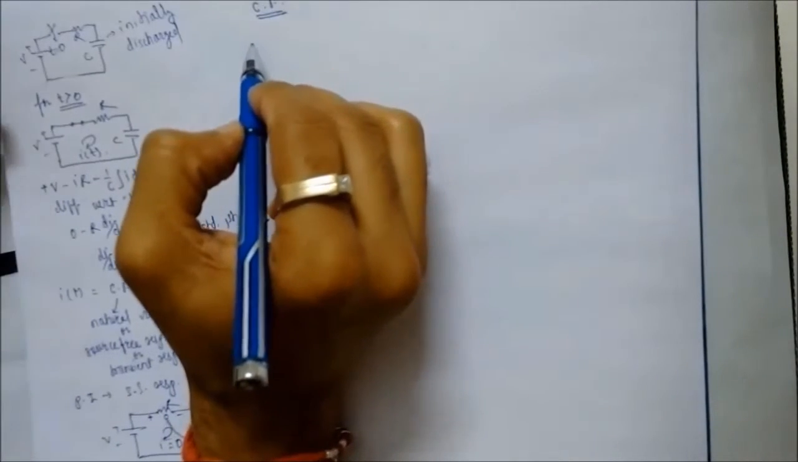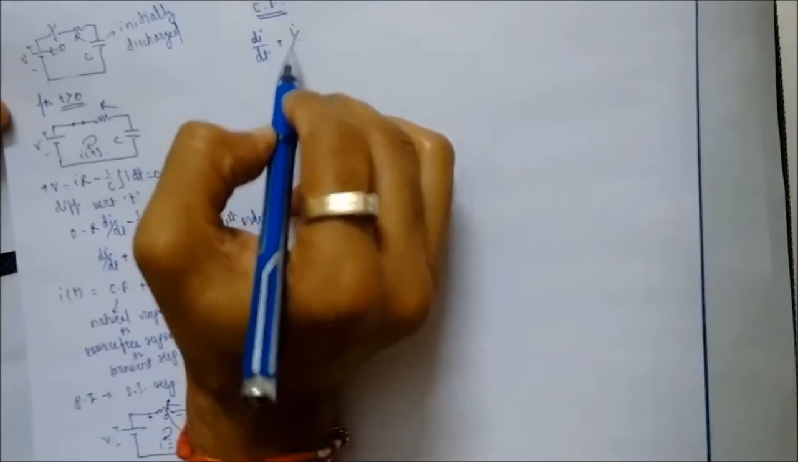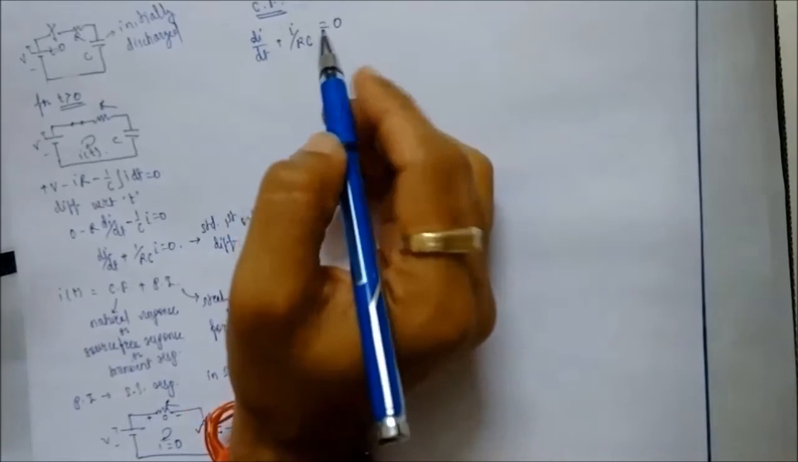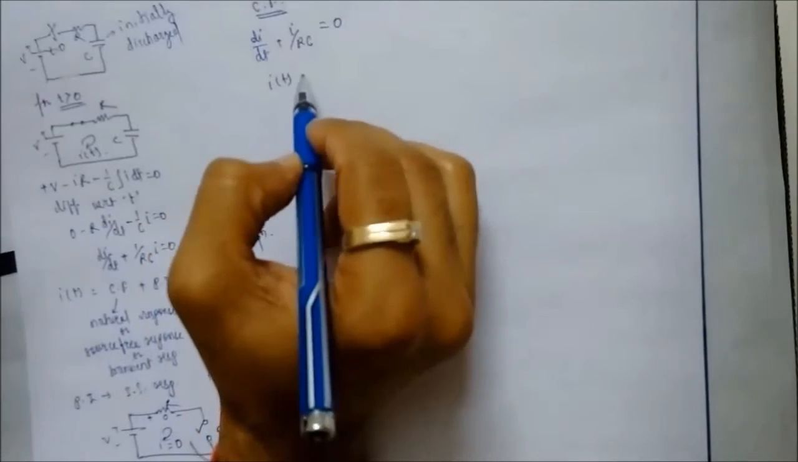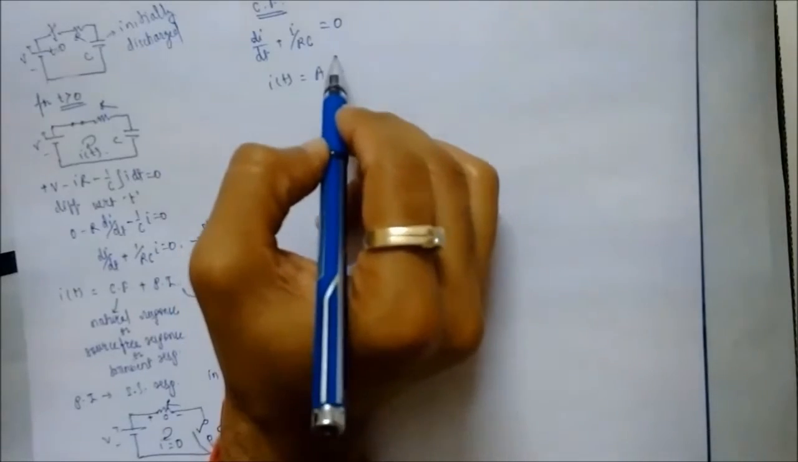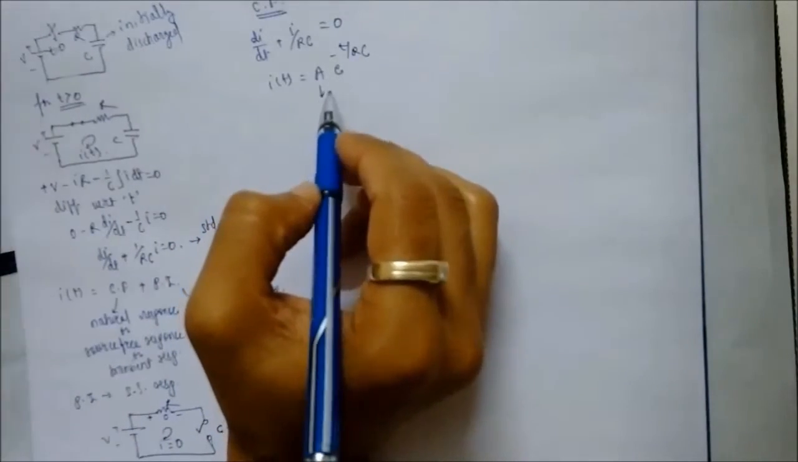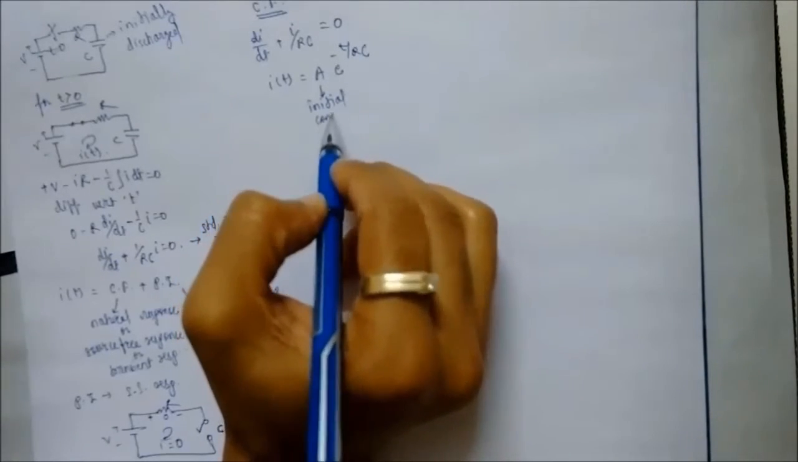Now consider the case of the complementary function. We know that di by dt plus i upon RC is equal to 0. Now its solution for the complementary function is equal to A e to the power minus t upon RC. What is A? A is nothing but a constant depending on initial conditions.